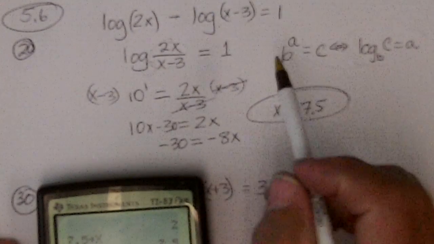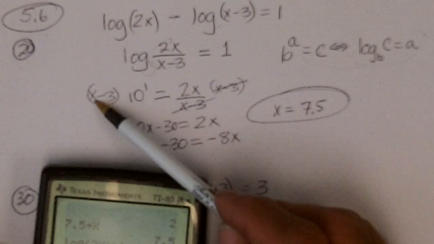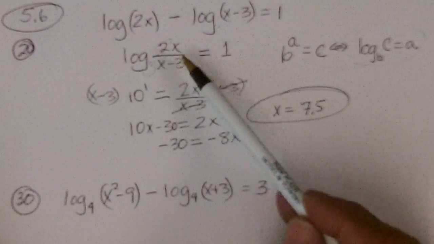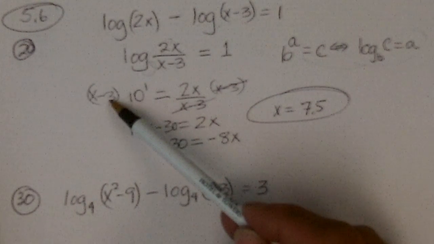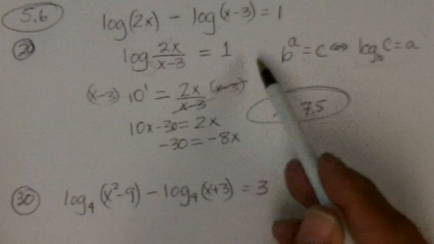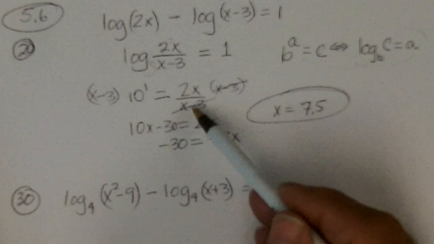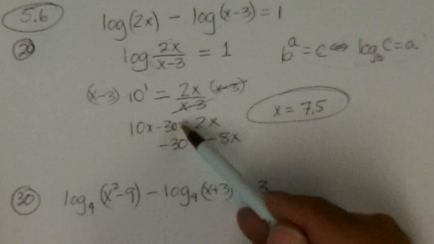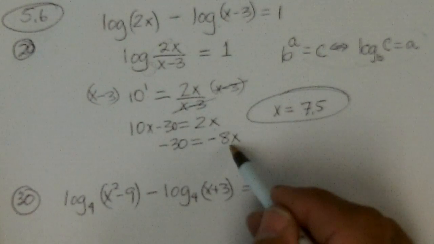What did I do wrong? This divided by this. Okay, so I multiply by x minus 3, so that's, yeah, 10 to the 1 is this. So that's 10x minus 30 equals 2x over x minus 3 times... so that's 10x minus 30, and this is 2x. If I subtract 10x from both sides, I get negative 8x.